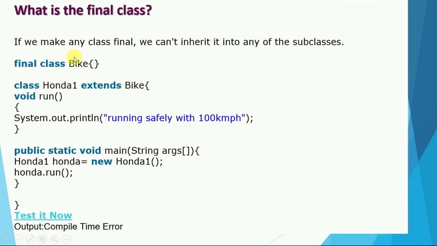So what is a final class? If we make a class final, we can't inherit it in any subclasses. In this example, as you can see, it will throw an error. We have a parent class Bike and a child class Honda. The parent class is final, so we can't inherit it, and we are trying to extend and inherit this parent class. That's why it will throw an error.